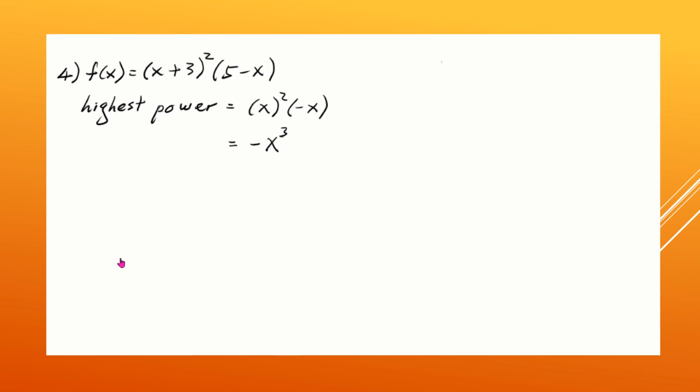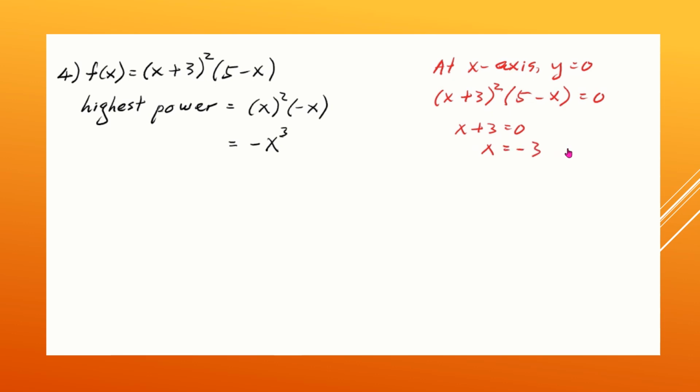So now we need to determine the value of x at the x-axis. At the x-axis, y is equal to 0. So (x plus 3) power 2 multiply (5 minus x) is equal to 0. Then from the first factor, x plus 3 equals 0, so we get x is negative 3. From the second factor, 5 minus x equals 0, so x is equal to 5.